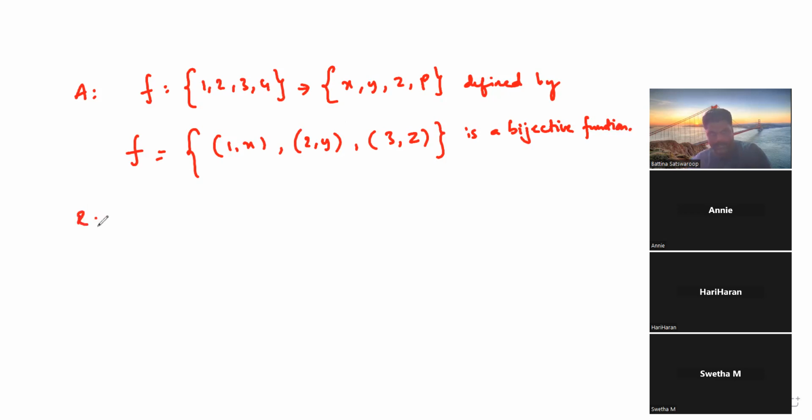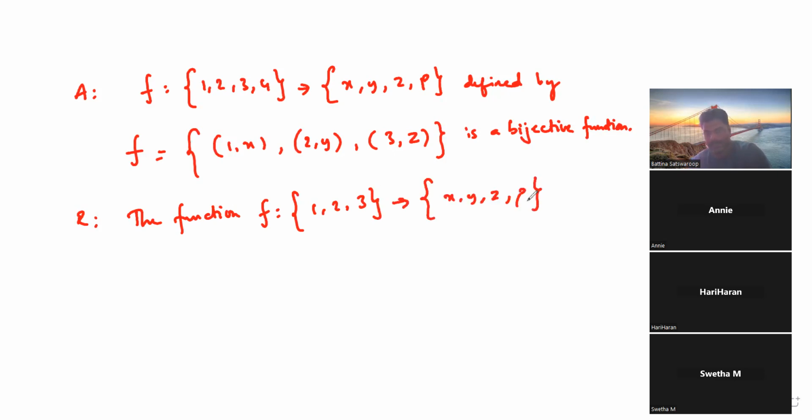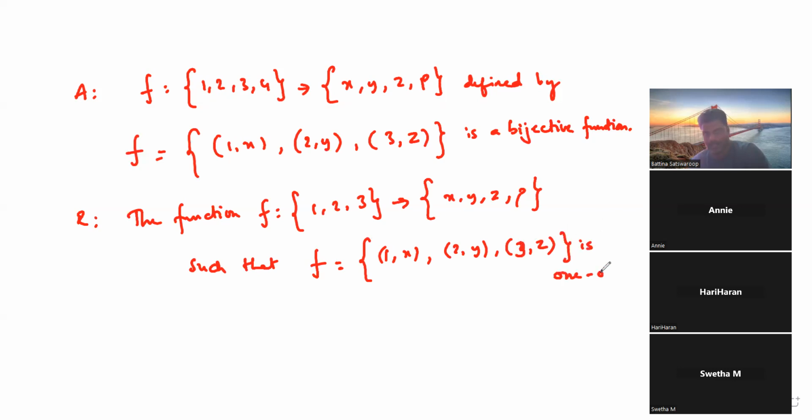Reason சொல்றாங்கம்மா. Reason வந்து the function f from 1 2 3 to x y z p such that f is equals to 1 comma x, 2 comma y, 3 comma z is 1 to 1 என்று கொடுத்திருக்காங்க. Okay.